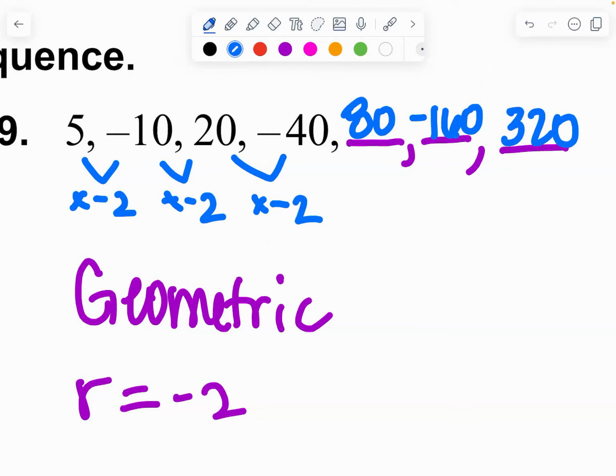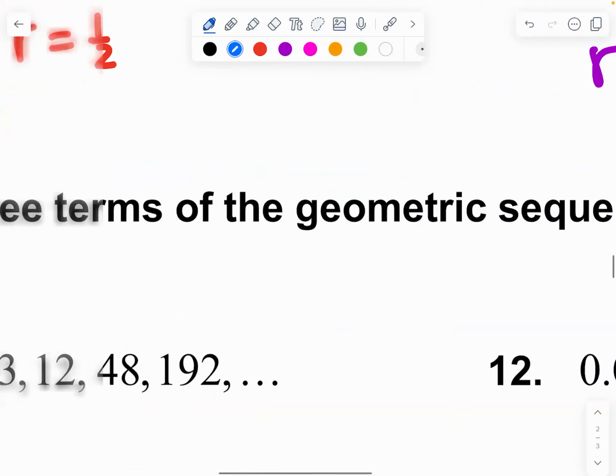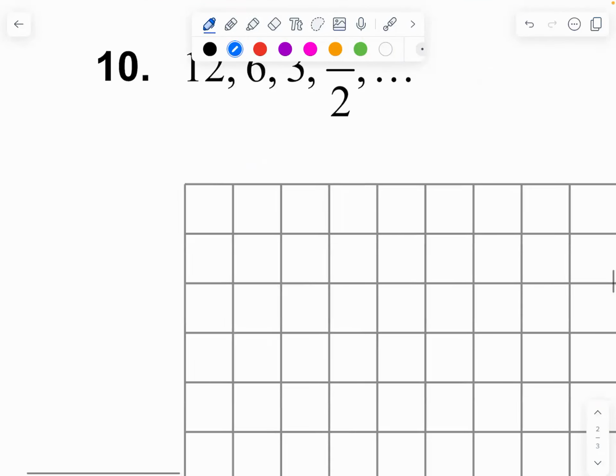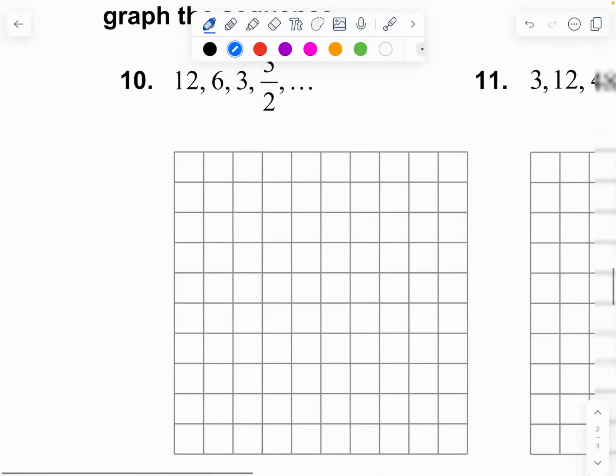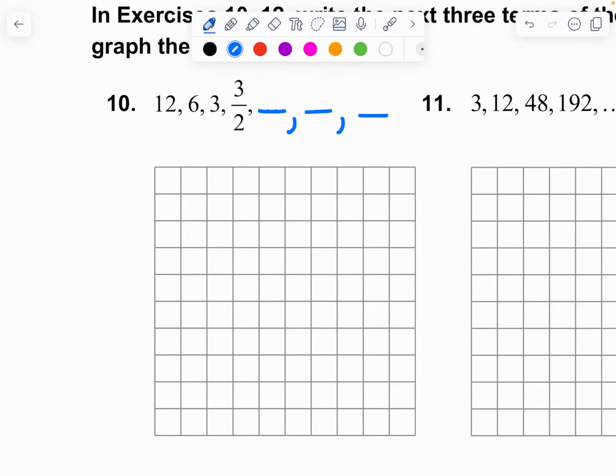So what I want you to do is go to number 10, and I want you to write the next 3 terms and stop.